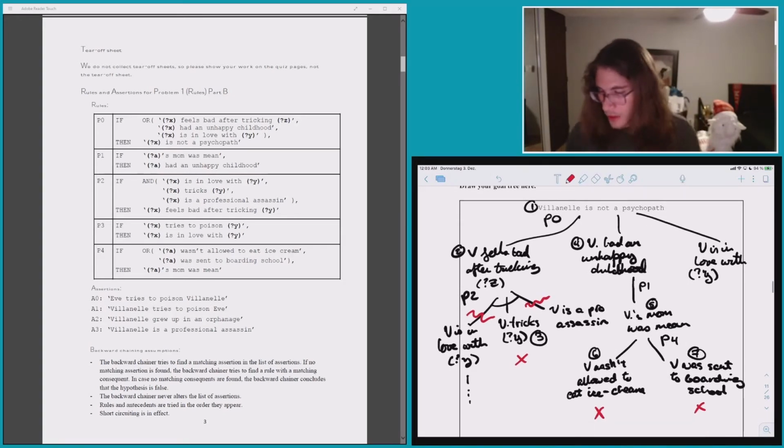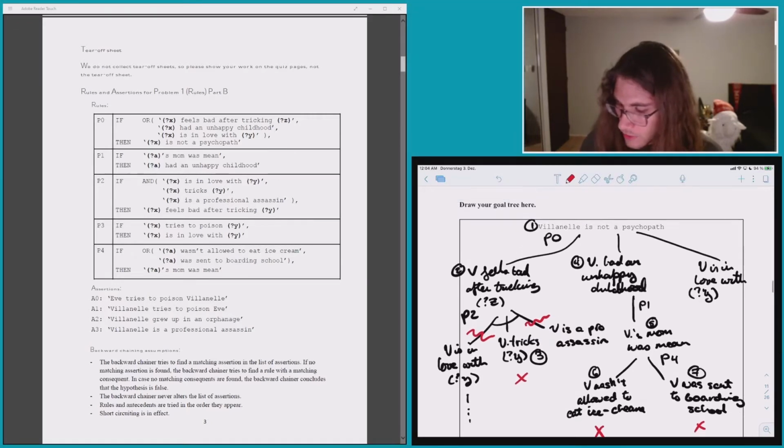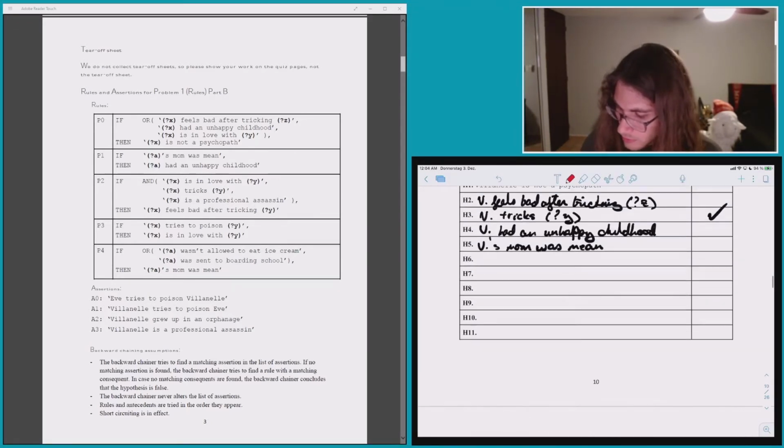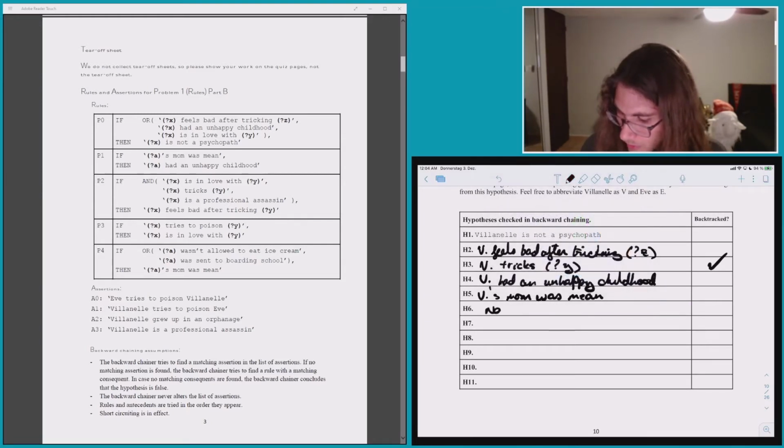Well, let me update the list of hypotheses that I've checked, and then I'll talk about backtracking. This is a lot of text, so I'll just abbreviate this to no ice cream and boarding school. So we were relatively flexible when people said this is backtracking, going from no ice cream to boarding school.